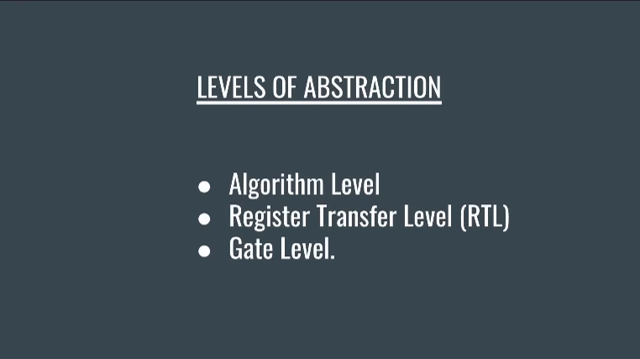The next topic we have is the levels of abstraction in VHDL. VHDL can be used to describe electronic hardware at many different levels of abstraction. When considering the application of VHDL to ASIC design, we have three levels of abstraction. Those are algorithm level, register transfer level, which is also called RTL, and gate level. Here algorithms are unsynthesizable, RTL is the input to the synthesis, and the gate level is the output from the synthesis.